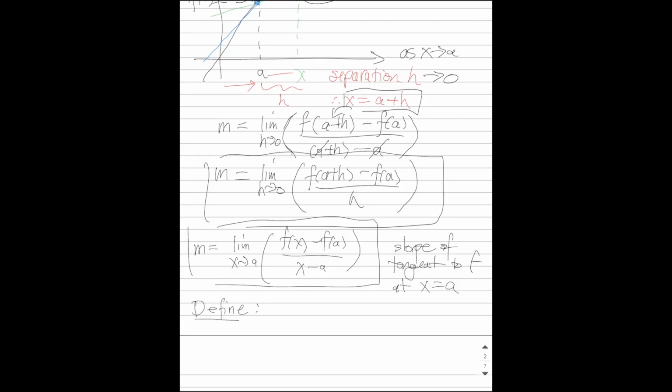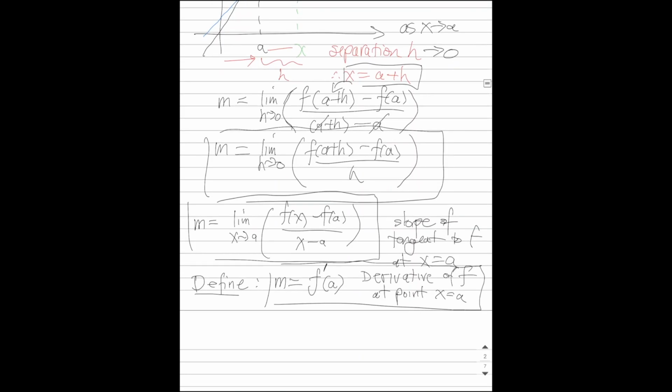This calculation is so important that we give it a fancy name. This thing, m, we give a new symbol. We'll say f prime at a. This will be called the derivative of the function f at the point x equals a. Now, the root word of derivative is derive, and it tries to imply that something is coming from the function.